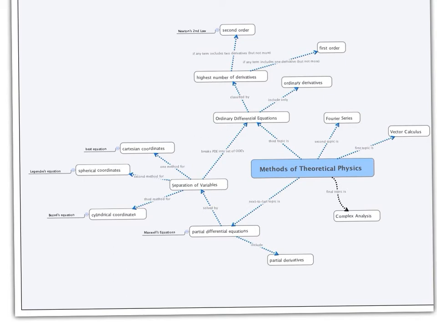So there's a concept I'm conveying by linking several different other concepts and giving clear relationship labels to the lines that link them. And then separation of variables, we break down into saying that you can do it in terms of Cartesian coordinates, spherical coordinates, and cylindrical coordinates. So these are pieces of information about different ways of using separation of variables. And then we've got examples of different kinds of equations where those might apply.